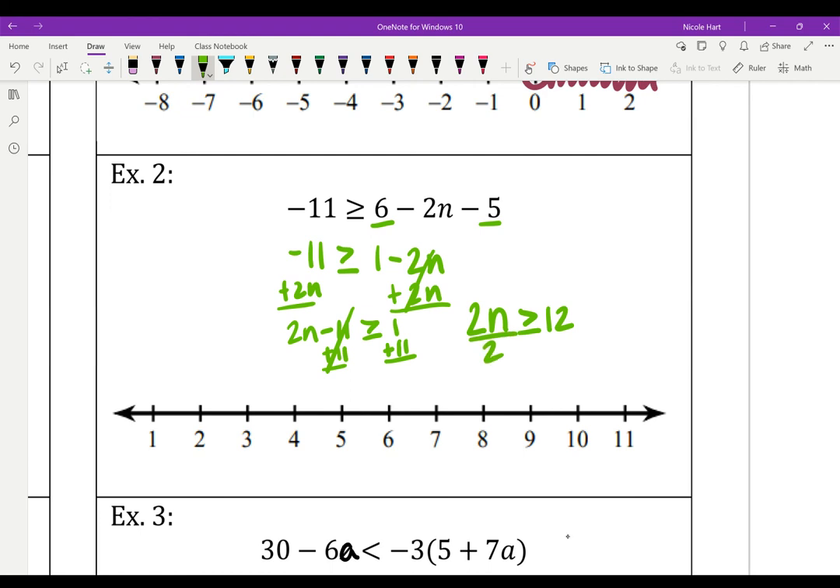And then divide by 2. Not a negative 2, just 2. And therefore n is greater than or equal to 6. Because of that equal part, we are going to do a closed circle at 6. And then we will color to the right.